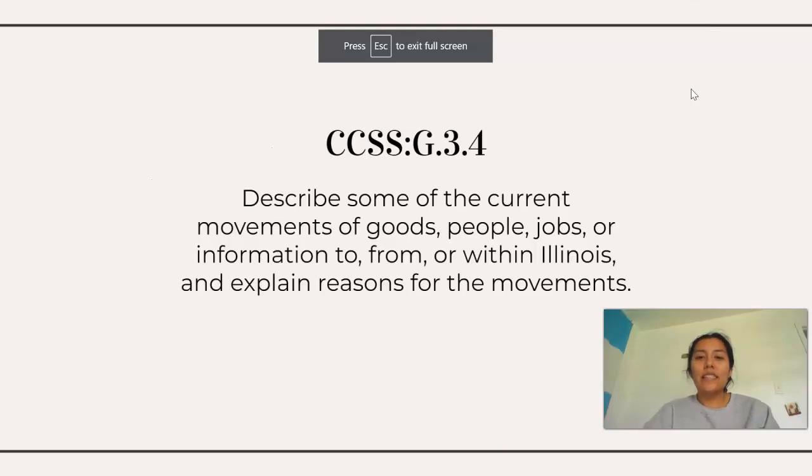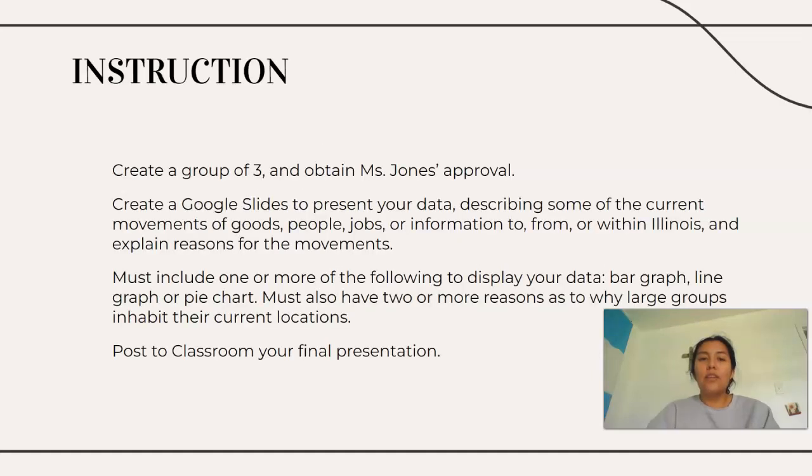So let's analyze the standard given. Describe some of the current movements of goods, people, jobs, or information to, from, or within Illinois, and explain reasons for the movements. So how I would structure this project is, obviously Ms. Jones will do very much more in depth, but this is just my overview of how I would structure this. I would have the students create a group of 3, and then Ms. Jones has to approve the group.